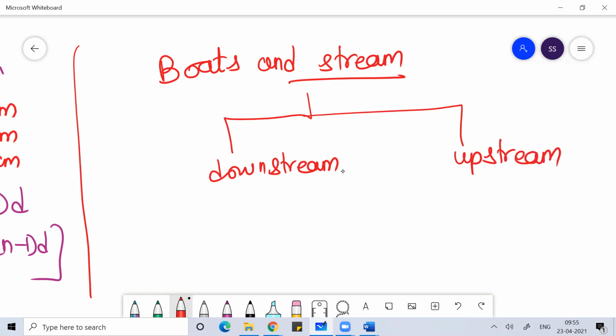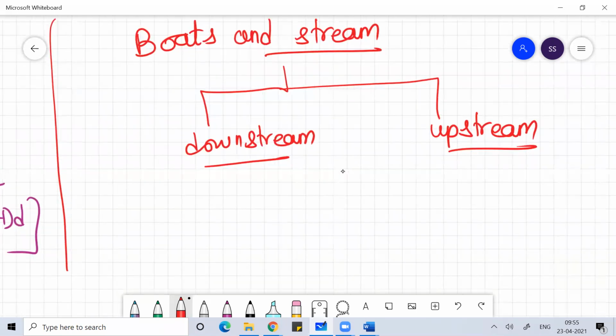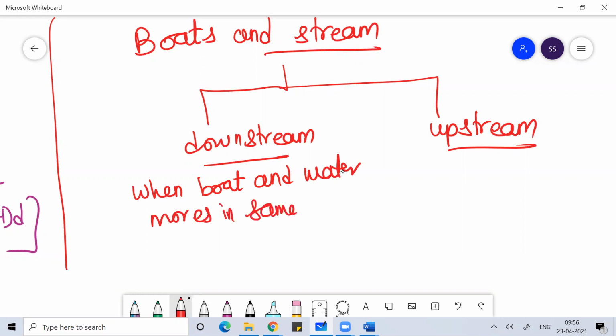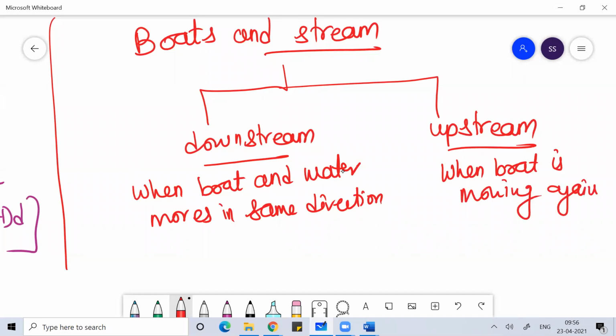Downstream basically means that the boat and the water move in the same direction. We call this downstream. While what is upstream? Upstream means when the boat is moving against the water speed. That is called upstream.